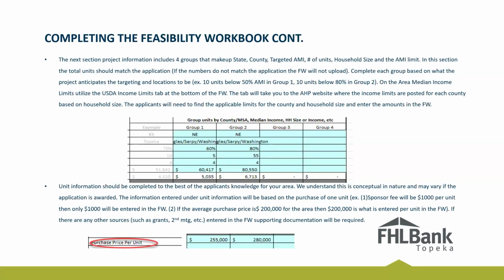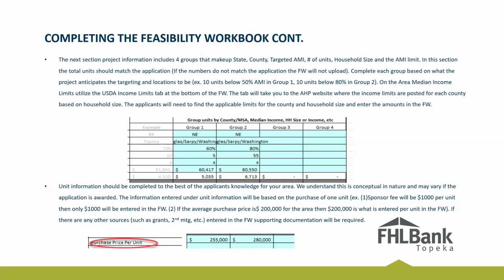The next section, Project Information, includes 4 groups that make up state, county, targeted AMI, number of units, household size, and the AMI limit. In this section, the total units should match the application. If the numbers do not match the application, the feasibility workbook will not be uploaded. Complete each group based on what the project anticipates the targeting and locations to be. For example, 10 units below 50% AMI in Group 1, 10 units below 80% in Group 2.